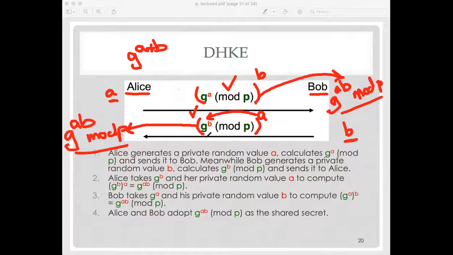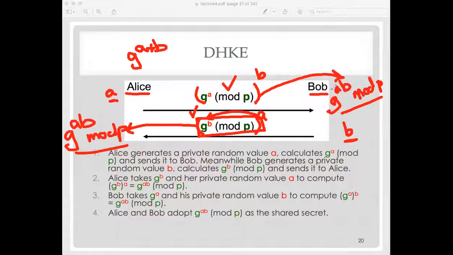So Alice takes this. Alice knows G to the A, G to the B mod P, right? Everyone knows this, right? So she takes this and raises it to the power A. Alice knows A, she raises it to the power A, so it becomes G to the AB mod P. When you have two exponents, you raise one and then you raise it to the other one, mathematically it's the multiplication of A and B. It becomes G to the A multiplied by B, right?